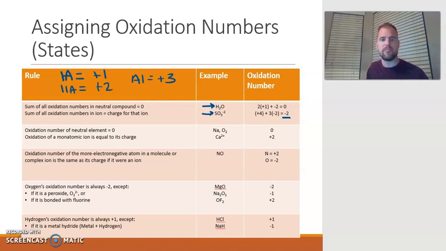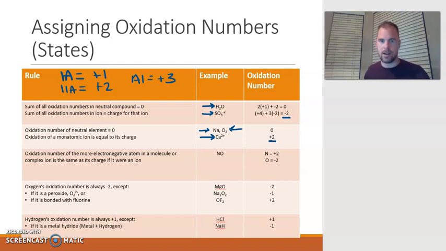The oxidation number of any neutral element is always going to be 0. So for example, if you saw just regular sodium, or even the oxygen molecule, if I asked you what are their oxidation numbers, it's 0. The oxidation number of a monatomic ion is equal to its charge. This one should be intuitive. So if you see calcium 2+ written in a chemical equation, then its oxidation number is +2. That's very straightforward. All right, the oxidation number of the more electronegative atom in a molecule or complex ion is the same as its charge if it were an ion.